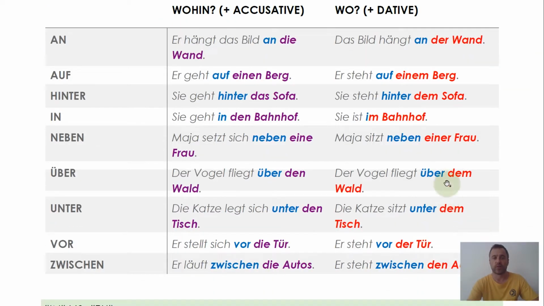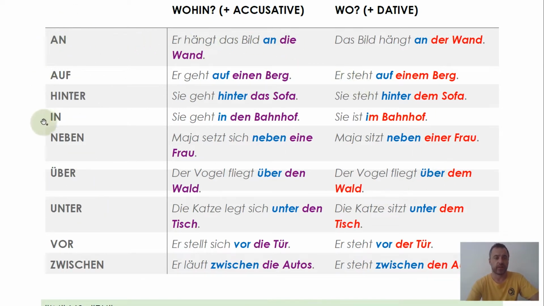Here I will just go through one more example. Er geht auf einen Berg, so he goes on a mountain, or on top of a mountain, onto a mountain, and er steht auf einem Berg. He stands on top of a mountain. Here we are talking about the position, so we're asking where does he stand? Dative. And here we ask where does he go? Accusative because it's a movement from A to B, from somewhere to the top of the mountain. Works the same with all the other prepositions.